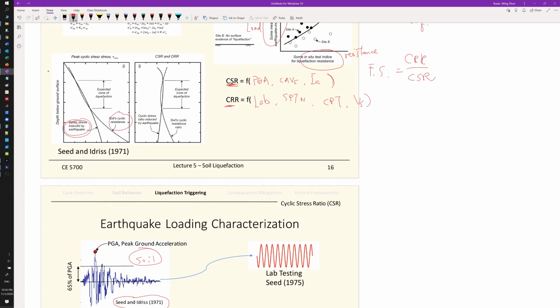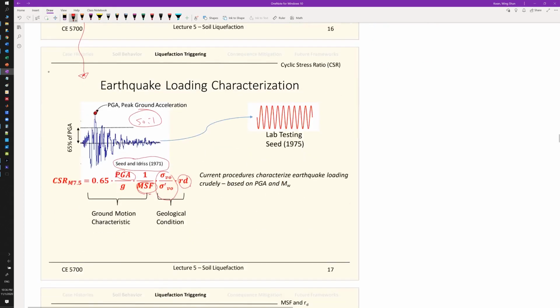So this cyclic stress ratio, this line here, is plotted by the equations here, because these three terms are functions of depth. So from this depth and the CSR equations, because these three terms are functions of z, the depth, you can plot out the curve of CSR versus depth, based on these equations, provided you already know your PGA.